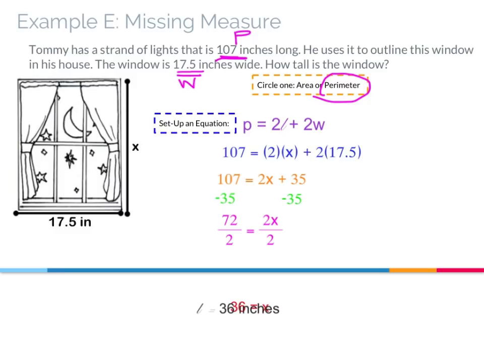And then final step, to solve for x, I have to divide both sides by 2. So 72 divided by 2 gives me 36. So 36 is equal to x. That means my missing length is equal to 36 inches.